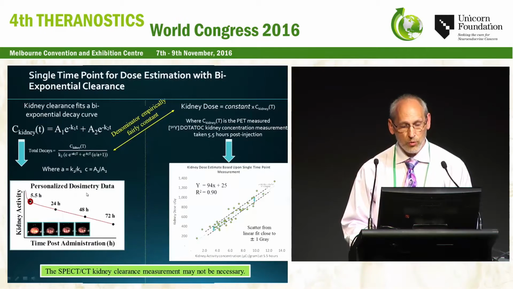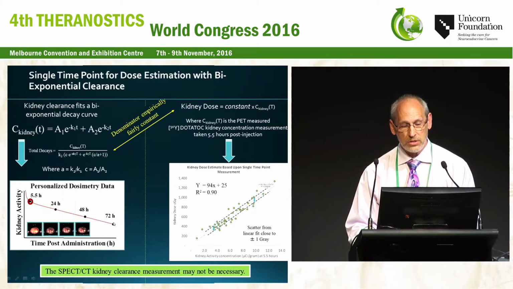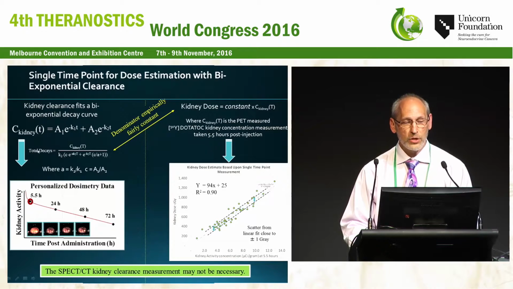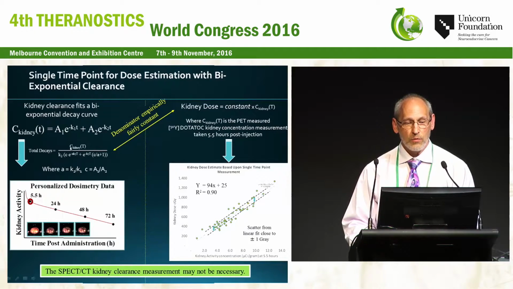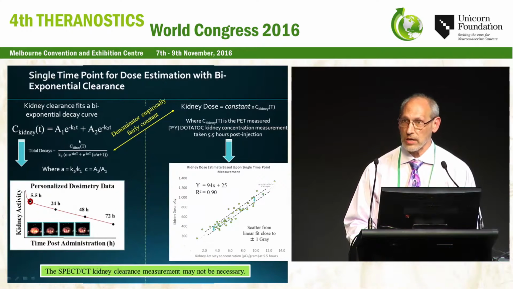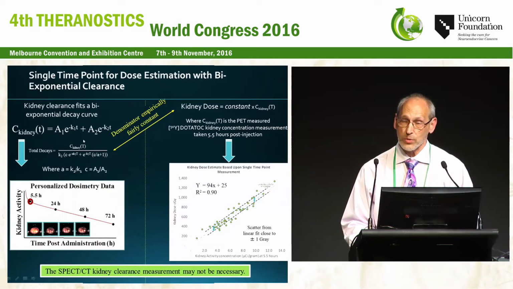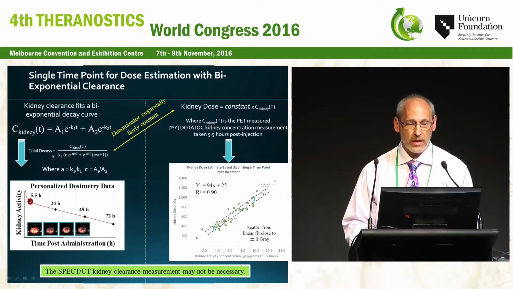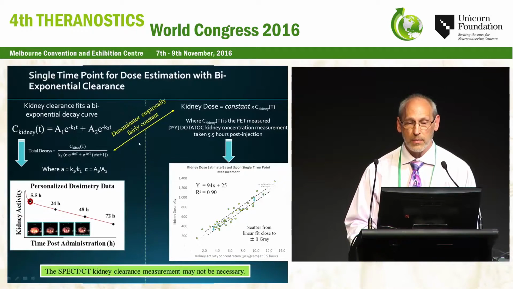I'm not going to go into grisly detail about this, but I will tell you where we've gone. What we functionally did was model the kidney clearance as a bi-exponential. And in the end, if you integrate that to get the total decays, what you get in the numerator is the kidney concentration at a time t, let's say 5.5 hours, which, by the way, is exactly what the PET scan tells you. Then you have this complicated term at the bottom. The interesting thing is this complicated term down at the bottom is fairly constant across patients.